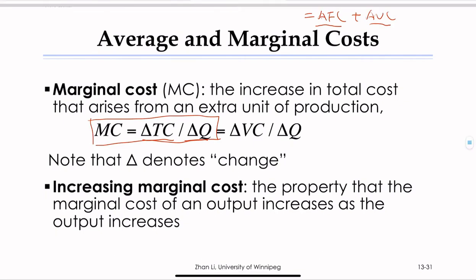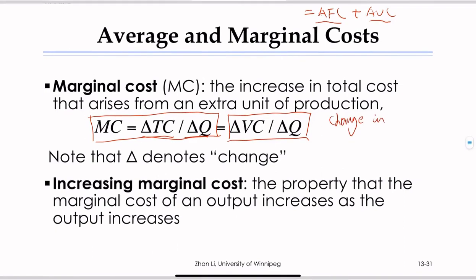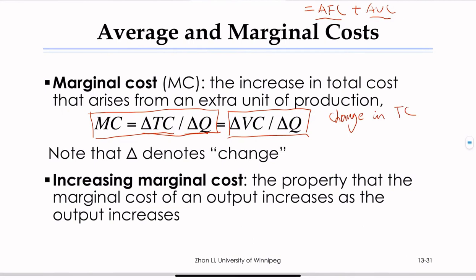Now, how do you understand this, right? Why do we get this second sort of definition here? Well, the reason is because the change in total cost equals the change in variable cost, right? So you can see that if you want to calculate marginal cost, you can use the change in the total cost divided by the change in quantity, or the change in the variable cost divided by the change in quantity.